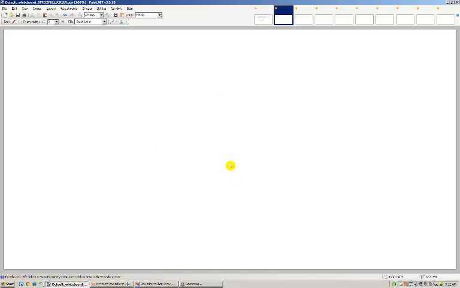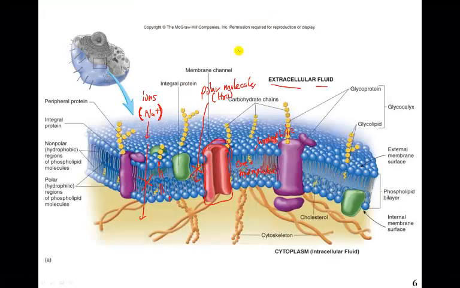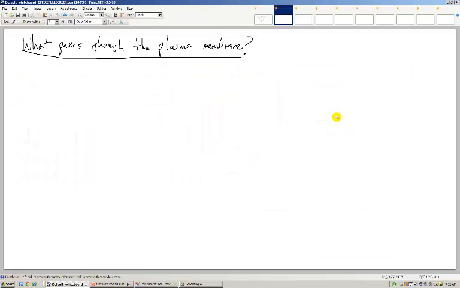So what I want to do now is make a table and say, in a typical cell in the body at rest, what passes through the plasma membrane? What are the materials that can pass back and forth between intracellular and extracellular fluid? I want to make a table of things that can and things that cannot.